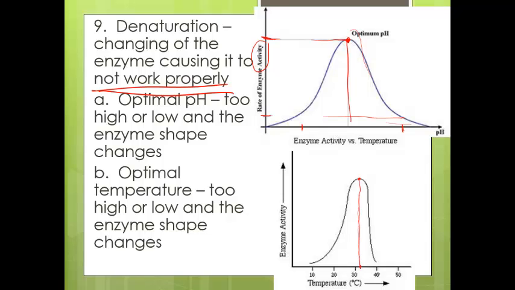If I get up close to 40, my activity is now way down here. It could work at 20 degrees, but again, it's not going to be as good as if I were close to that 32 degree mark. So optimal is just best. What is the best pH, or what is the best temperature for this enzyme to be able to work?